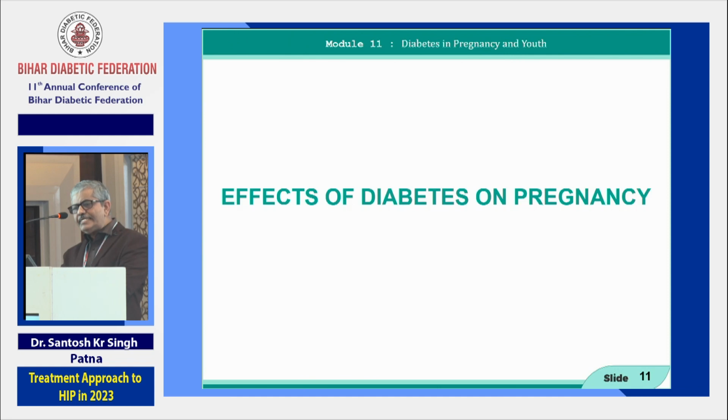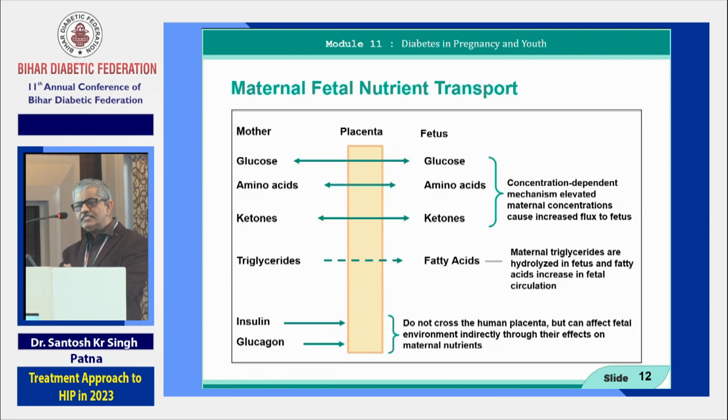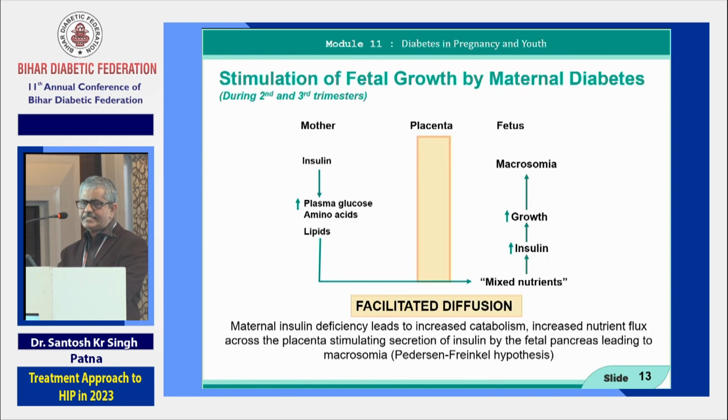Now that was the effect of pregnancy status on diabetes, and this is just the reverse: diabetes on pregnancy. This is a very important slide. Glucose, amino acids, ketones, they directly pass towards the fetus. Triglyceride is broken down and then it enters the fetal circulation. Insulin, glucagon, peptides, they cannot pass, and hence it is very much understandable. But whatever problems we have in the fetus, it is consequent upon the nutrient delivery from the mother to the fetus. And this is the facilitated diffusion.